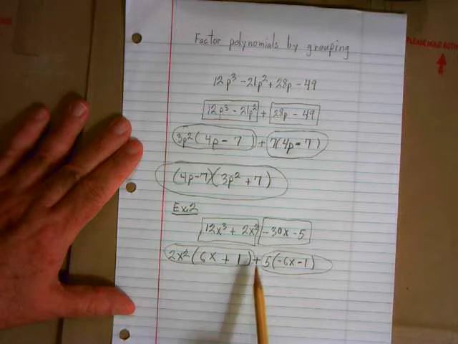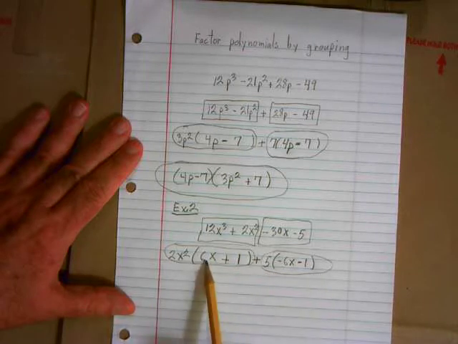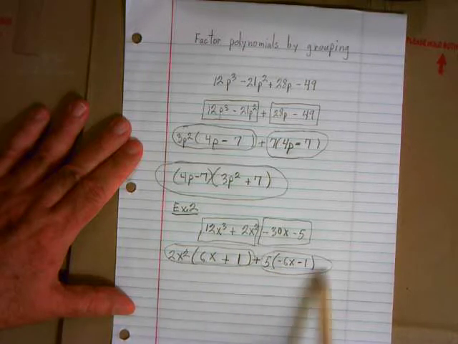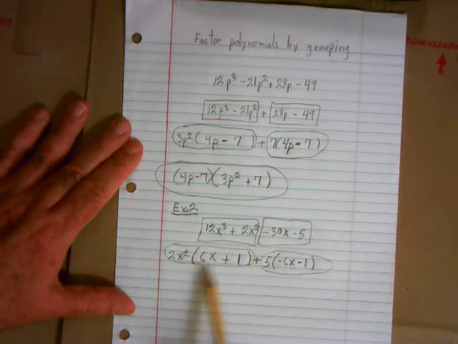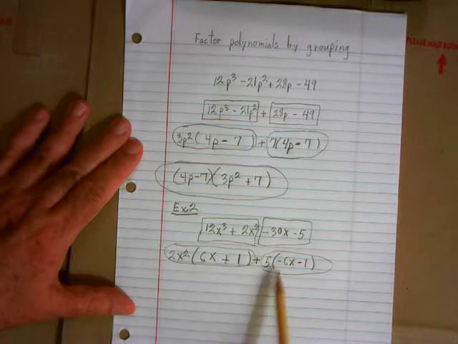This term in parentheses is very close. We have 6x plus 1. And over here we have a 6x and we have a 1. But you notice they're both negatives. You say, well, I can't factor that out. That's not a match.